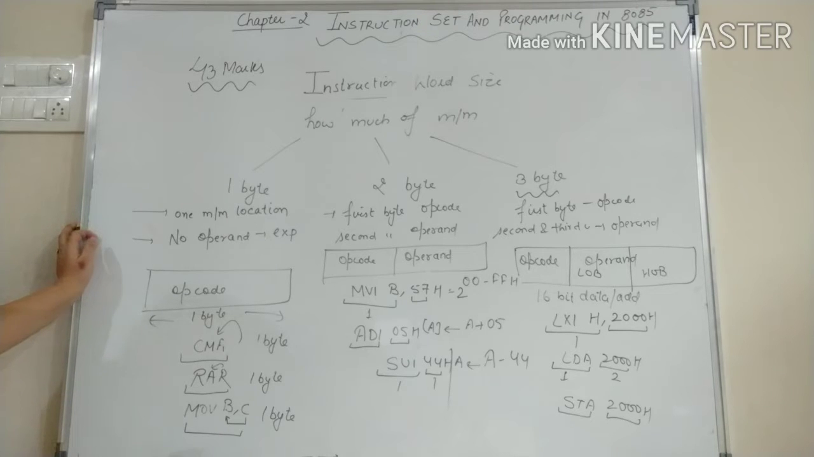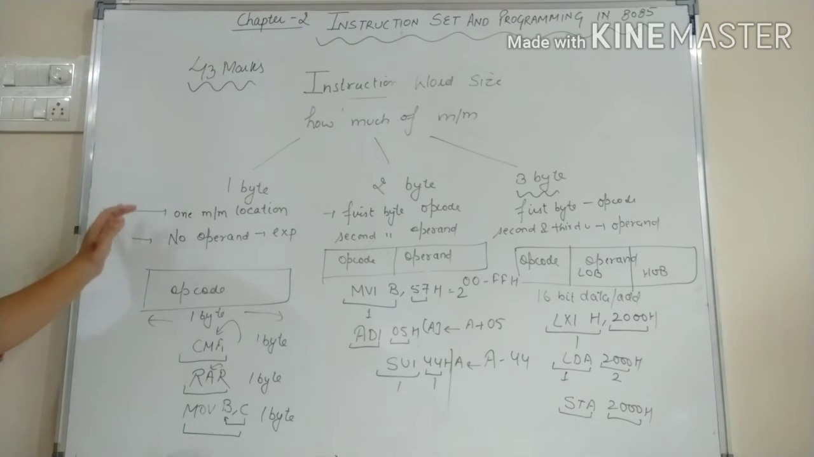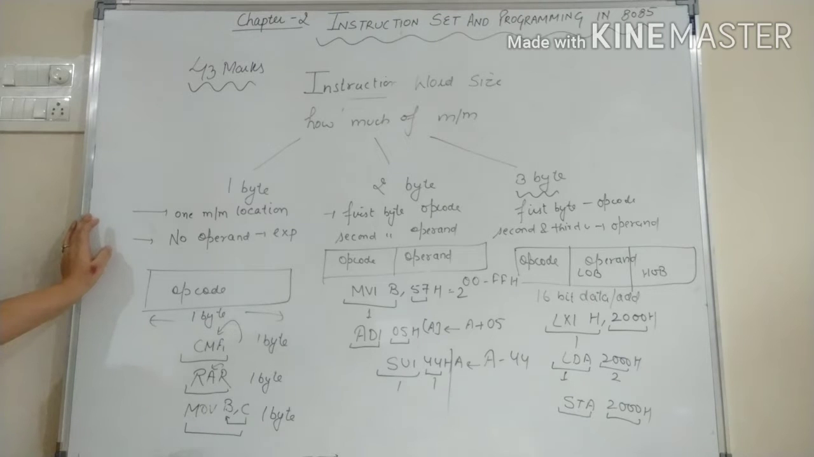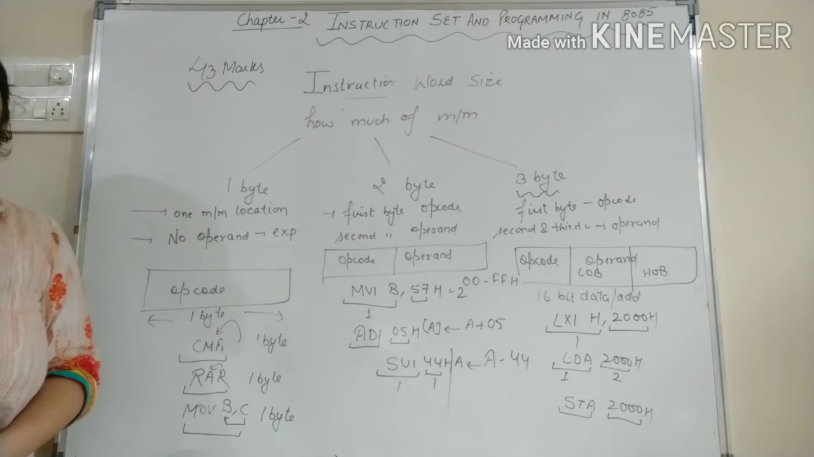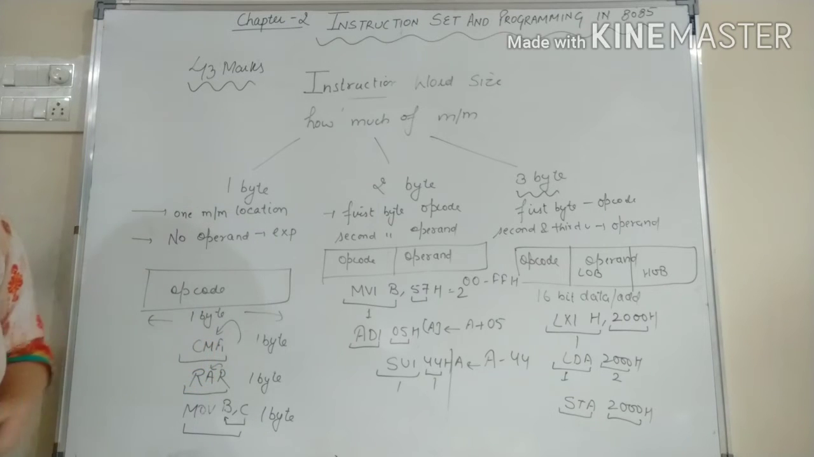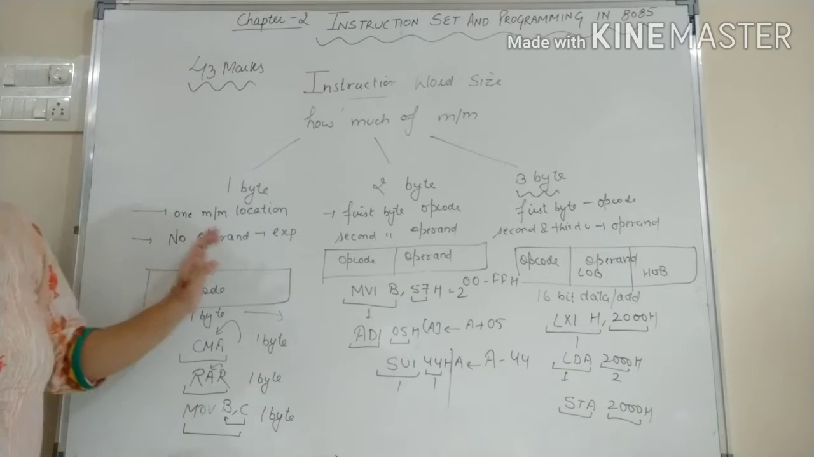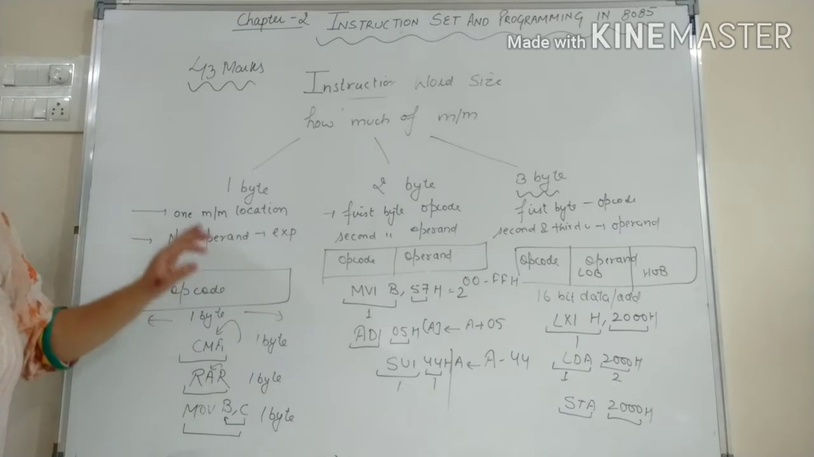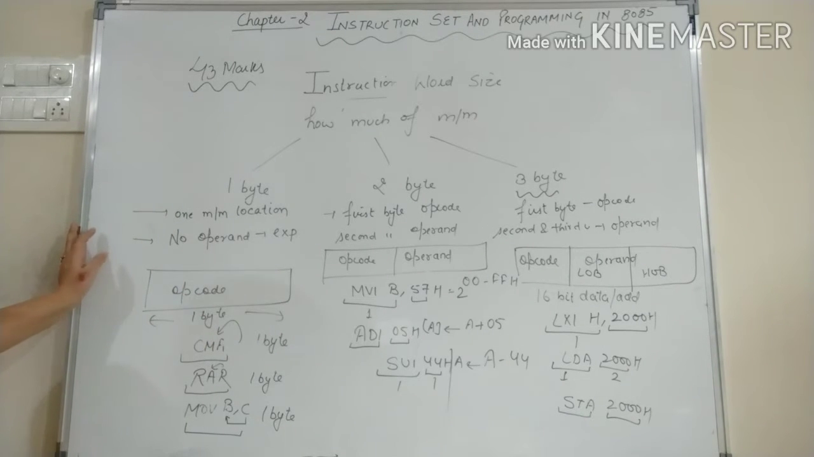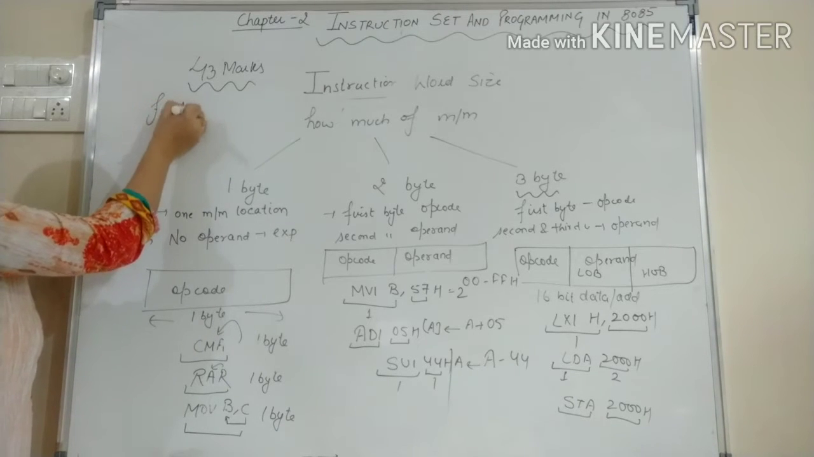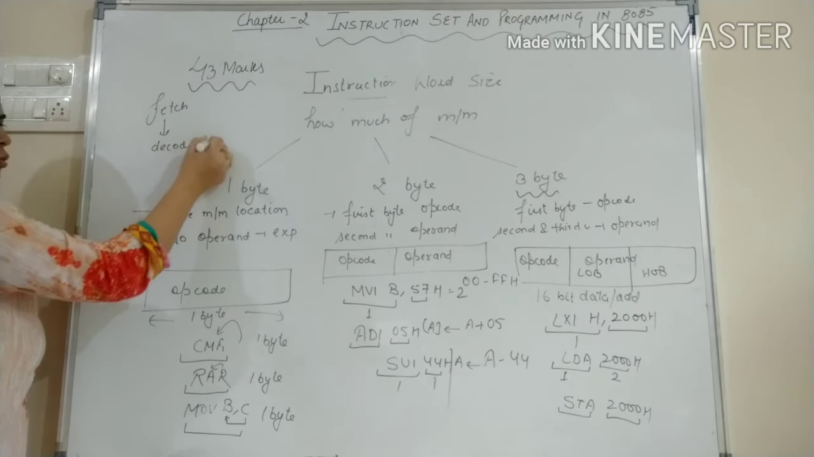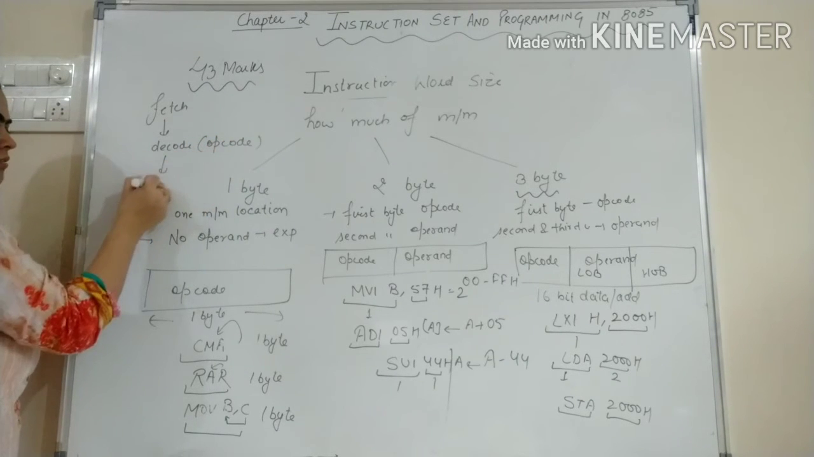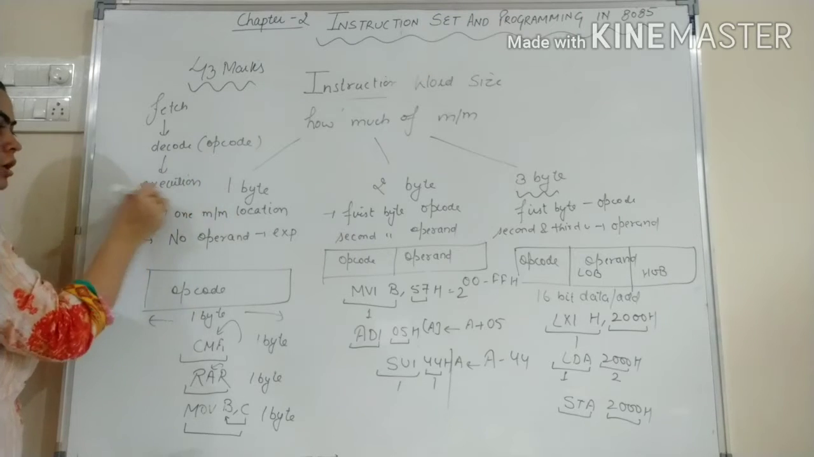The microprocessor will initially fetch the instruction, then it will decode the instruction. What does decoding mean? Decoding means it will get the opcode of that particular instruction, and after getting the opcode, the microprocessor will come to know which operation has to be applied to the data. Then it will execute the instruction. So first part is fetching, then decoding, where the opcode is retrieved by the microprocessor, and after this the execution takes place.